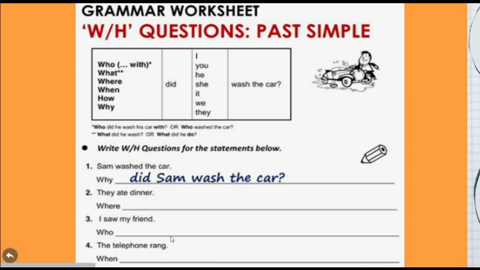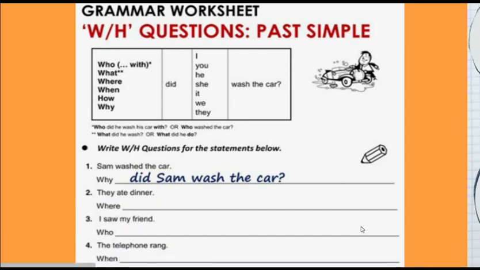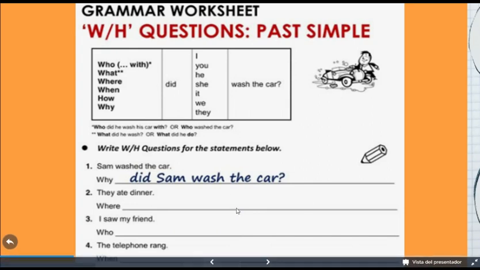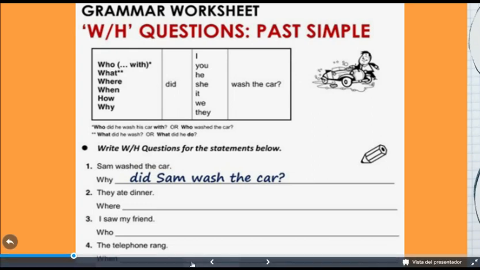I saw my friend. Who did see my friend? Because I'm talking about the past. The telephone rang. When did the telephone ring? Remember, when you are talking about the present or the past, we need to use properly a helping verb. So for example, in this case, the past, the helping verb is did. You have to keep in mind this one, okay? Let's move on to the next picture.